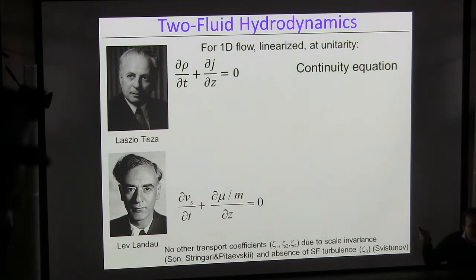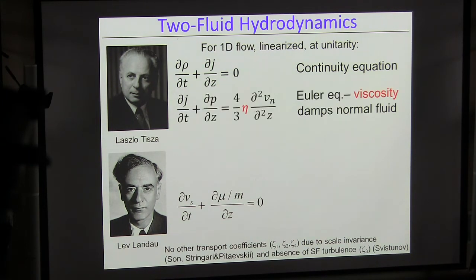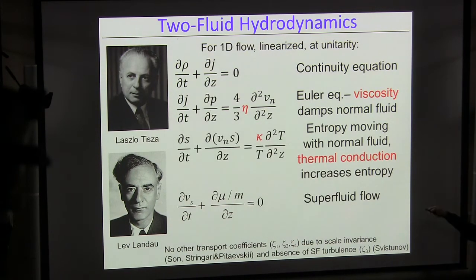superfluid? Well, that's the two-fluid model. And so in 1D flow, linearized at unitarity, I can write down the two-fluid hydrodynamics equations. We again have the continuity equation. We have also the Euler equation, where, let's be careful, in the Euler equation is only the viscosity, but there's also the equation for entropy flow, which knows about thermal dissipation. So thermal conductivity is here in the equation for entropy flow. And then the last equation is superfluid flow.